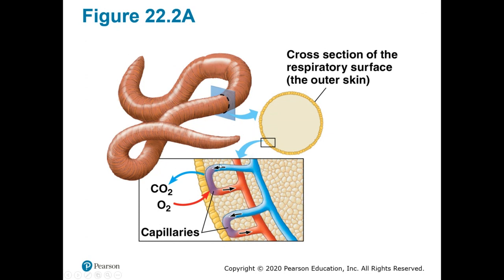All right. So blood's going to come in that's deoxygenated. It's going to release its CO2, and then it's going to come through and pick up oxygen, and then oxygenate the blood and go out throughout the earthworm's body. So that's pretty much a simple method of gas exchange. We just rely on the partial pressure differences with these gases to move them back and forth.